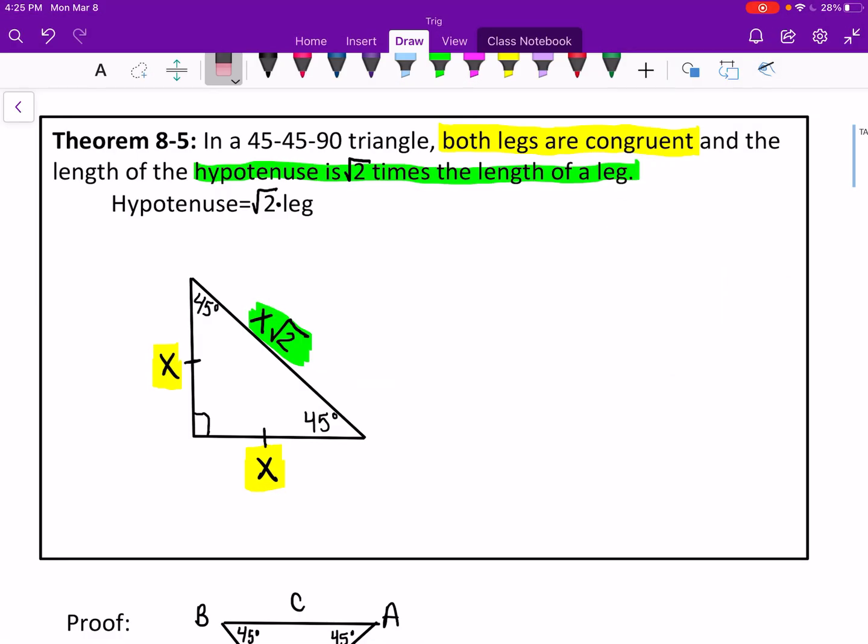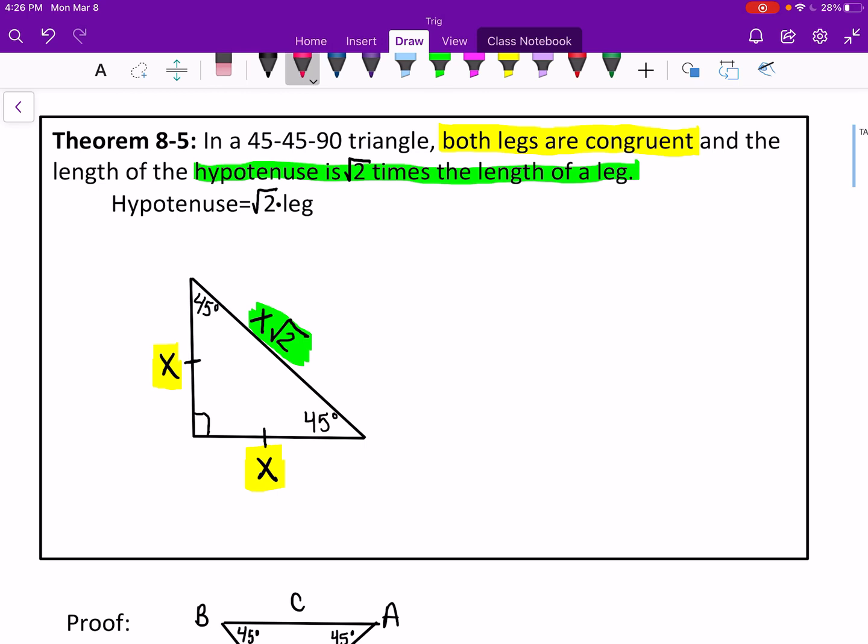In today's lesson, we will be learning about two special right triangles. The first type of special right triangle is the 45-45-90 triangle. In a 45-45-90 triangle, both legs are congruent and the length of the hypotenuse is square root of 2 times the length of the leg.